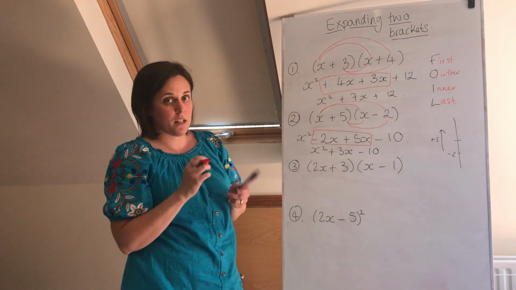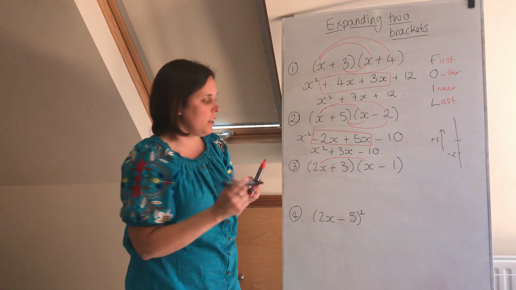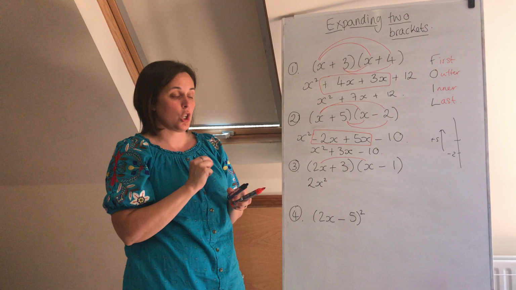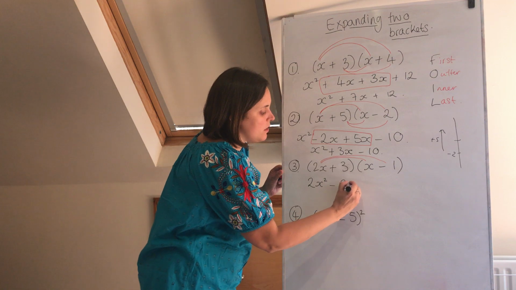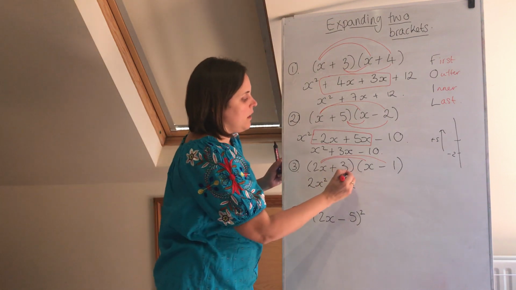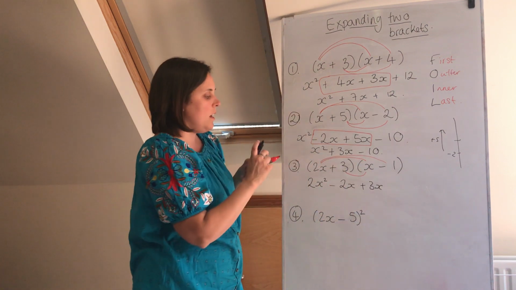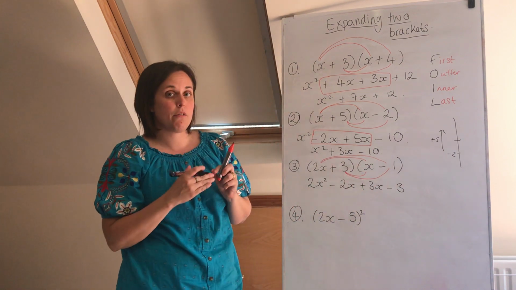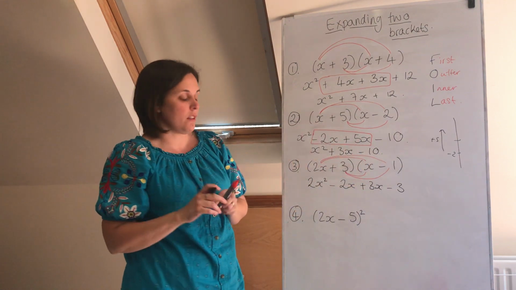Right, so we're going to repeat the process for the third example. This time we're going to do 2x times x. It's no different. x times x is still x squared, and 2x times x is 2x squared, because we've got the 2 there as well. Then we do 2x times negative 1. That gives me minus 2x. 2x times 1 is 2x, but we've got the minus sign giving us minus 2x. Then we do 3 times x. That's positive, so we get plus 3x. And then lastly, 3 times negative 1. That gives us negative 3. 3 times 1 is 3, one's positive, one's negative, so we get negative 3.